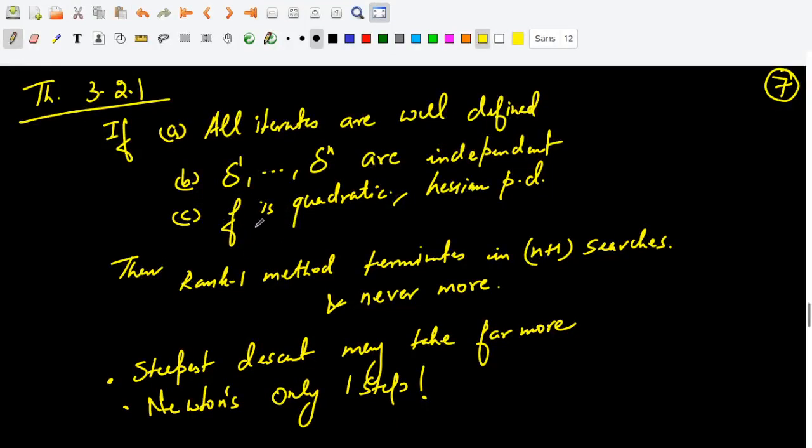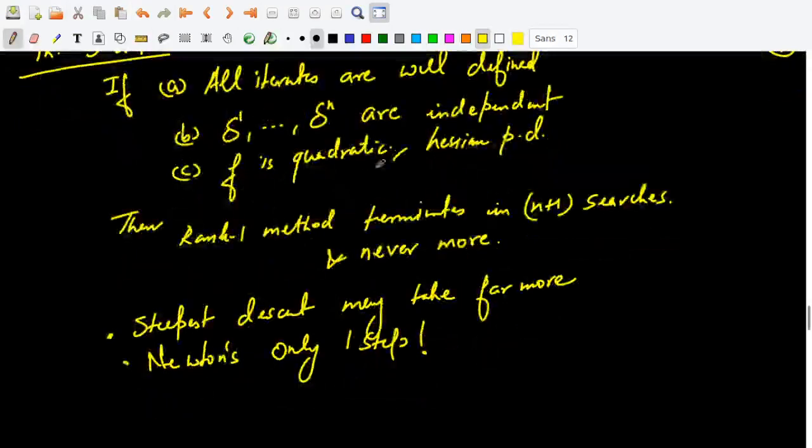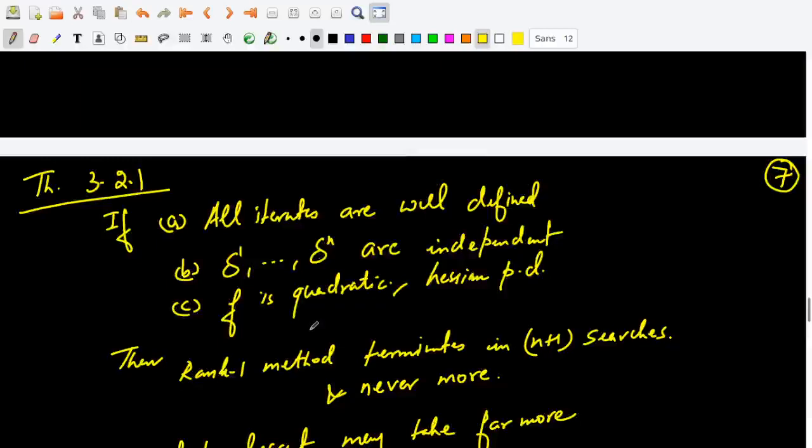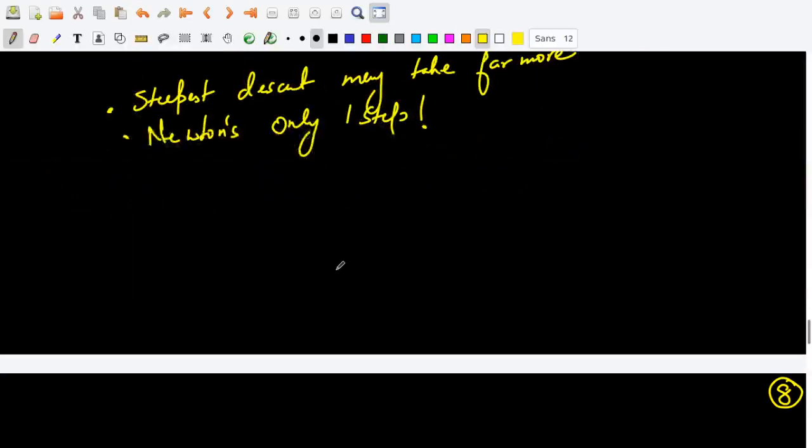In fact, only condition C, that f is a quadratic and Hessian is positive definite, then if I just take the Hessian inverse and choose the direction, then in one step you can show that you will hit the optimal. In fact, you can find the closed form solution also of the optimal when f is just a quadratic function. So we will not go into the details of the proof, but please do read it and try to do it on paper yourself after reading it. Okay, so now let's come to rank 2 updates.